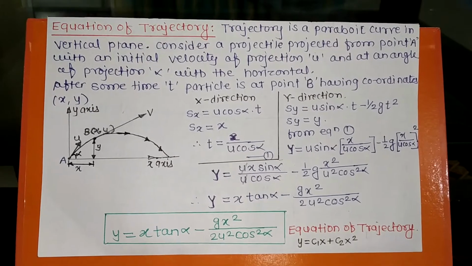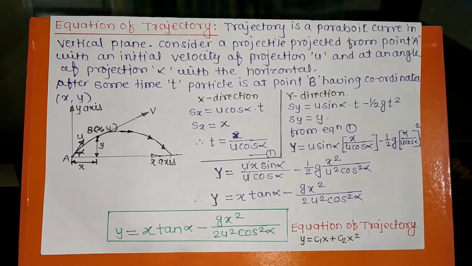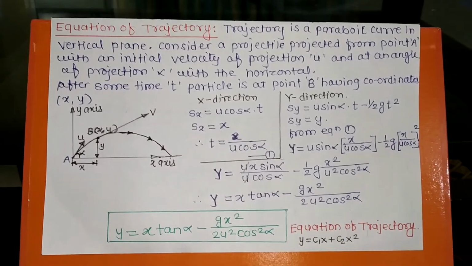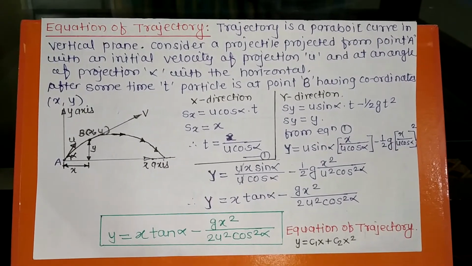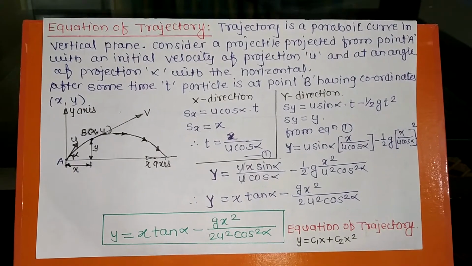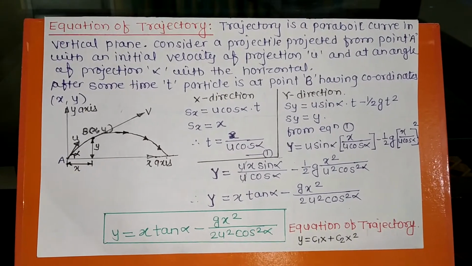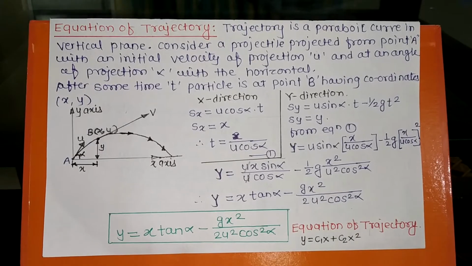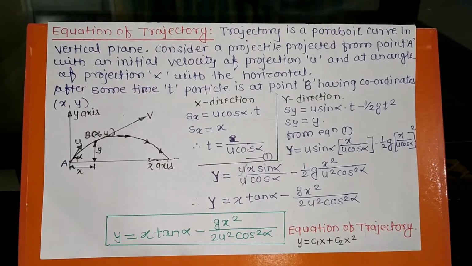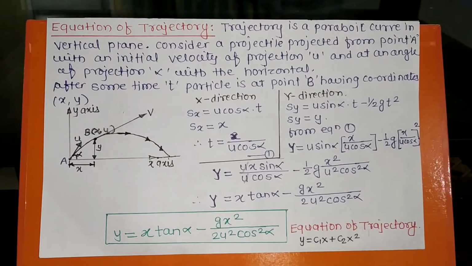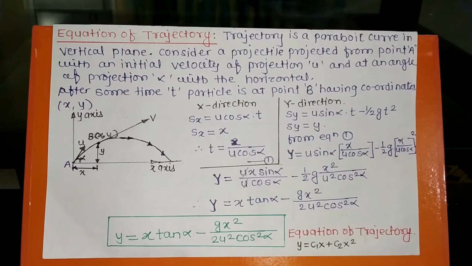Hello students, in this video lecture we are going to see a part of projectile motion, that is equation of trajectory. What is equation of trajectory? Trajectory is a parabolic curve in a vertical plane. So the path traced by the particle or a projectile in a vertical plane is called trajectory. For this case, I have considered one example.